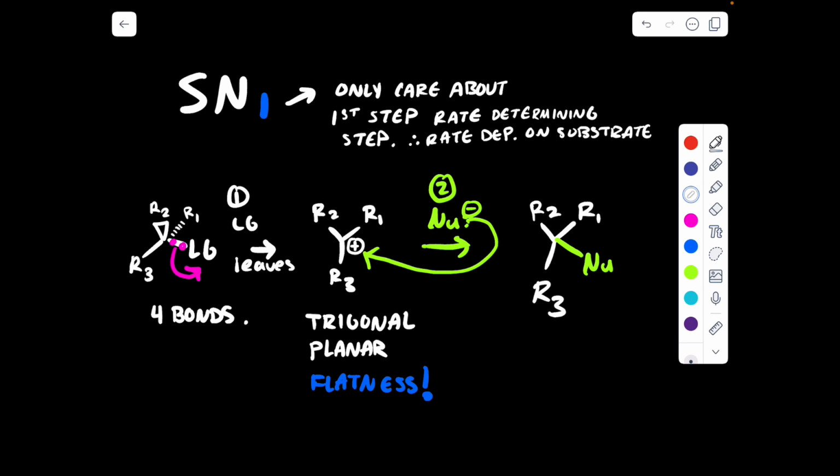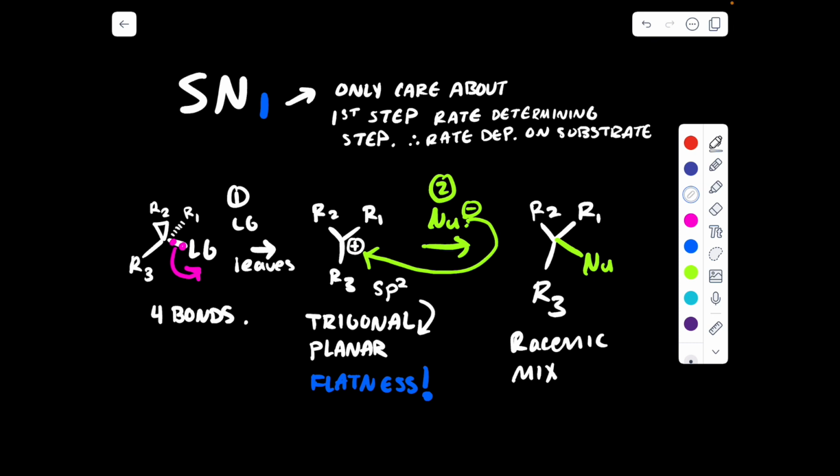But here, we do not see an inversion in stereochemistry, and the reason for that is due to the hybridization, the sp2 trigonal planar hybridization of the intermediate after the leaving group leaves. Because the intermediate state is flat, the nucleophile could attack from the top or the bottom, and you would get a racemic mixture. So you're going to get 50% of one and 50% of the other. This means that you would get both. This is called a racemic mix.